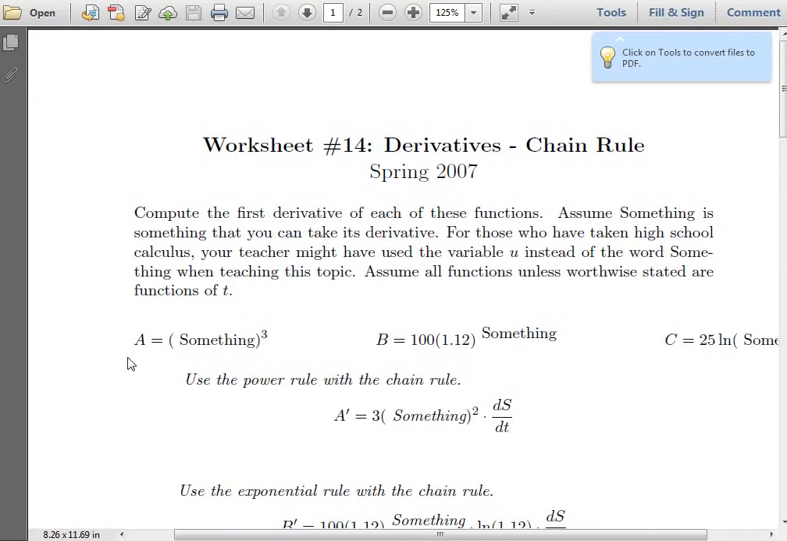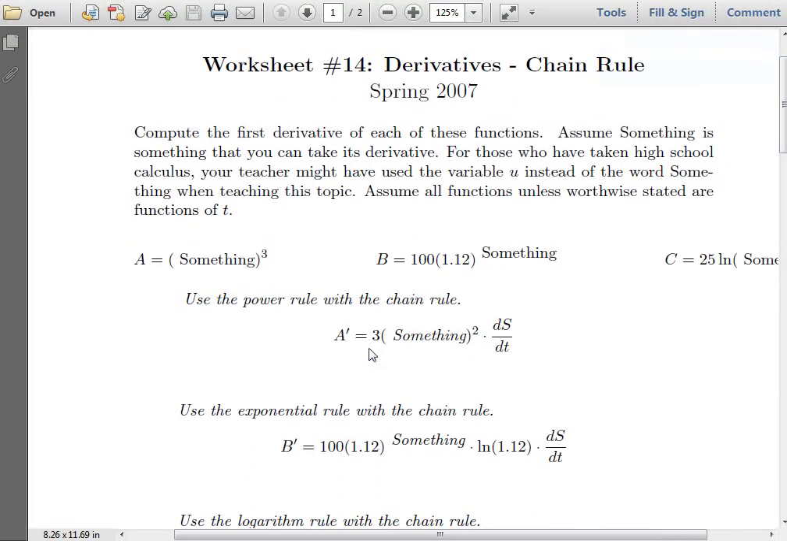If A is something cubed, the power rule with the chain rule says A prime is going to be 3 times something to the second power, times the derivative of the something. Does that make sense?